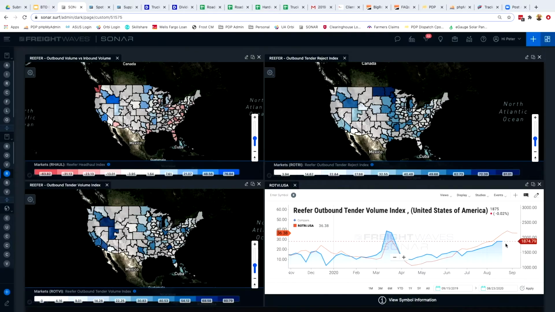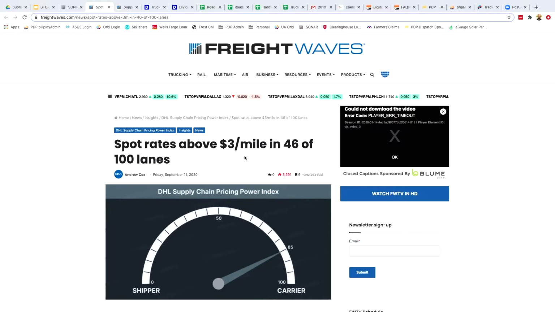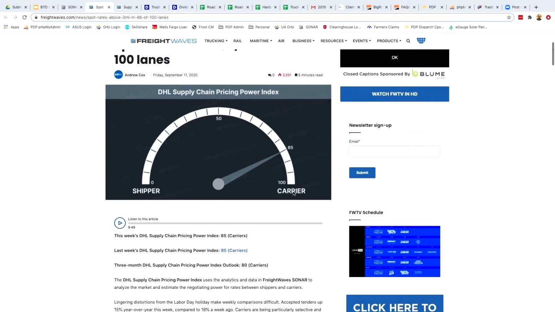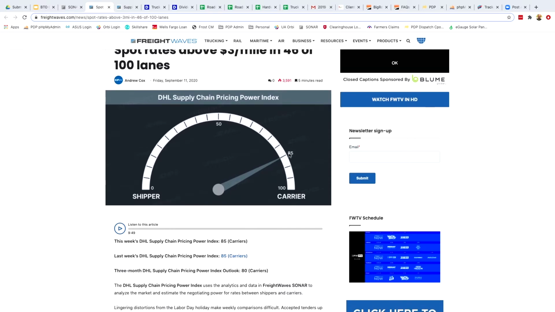But I think that with everything that's been going on, it's in many ways still kind of unstable. There's still a lot of unknowns. So if we look at this report that I sent out from FreightWaves last Friday, we have 85% for the DHA supply chain pricing power index. The closer we get to 100, the better it is for the carriers. And we have the power right now, the owner operators. It's in your best interest right now to drive, because you stand a chance to win the most.